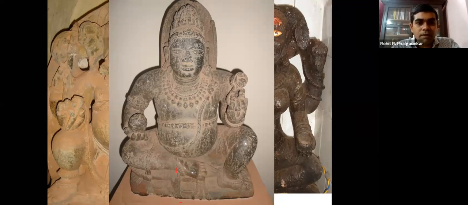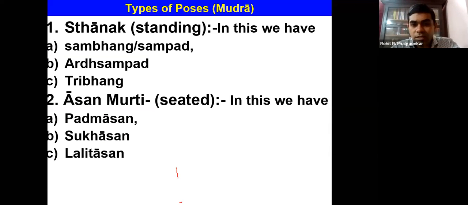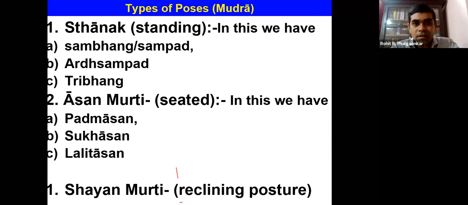So Kuber. Then you have the Shayana Murti, or the reclining pose. Goa is fortunate to have all these sculptures, sculptures of various types, which are all found in Goa. Compared to some regions like Karnataka or Maharashtra, Goa is very small in size. But even if it is small, all varieties of sculptures are found in Goa.